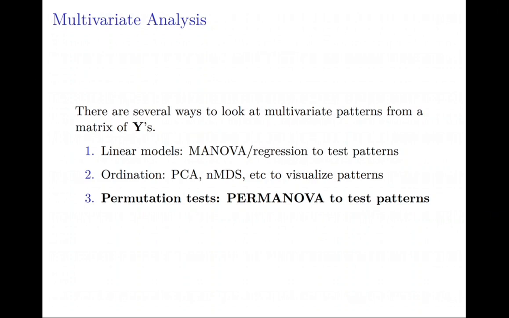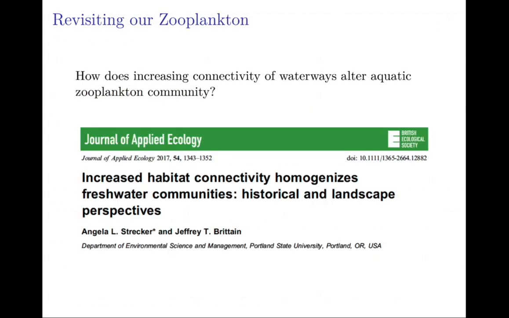So we've been thinking a lot about multivariate analyses and considering that there are several ways to look at multivariate patterns from a matrix of Y's. And so we're going to be talking about permutation tests, or PERMANOVAs, to actually test for patterns in community data. We'll be revisiting our zooplankton data for this PERMANOVA example. And again, if you recall, we were thinking about the question, how does increasing connectivity of waterways alter aquatic zooplankton communities? This is from a paper by Strecker and Brittain in the Journal of Applied Ecology in 2017.